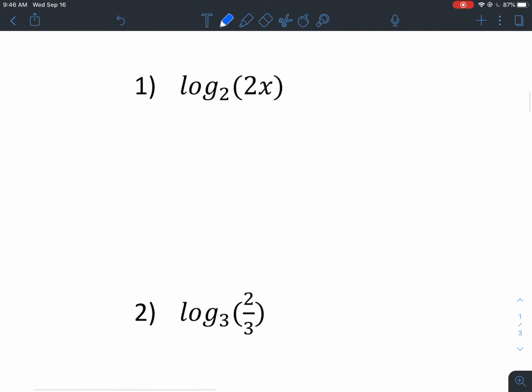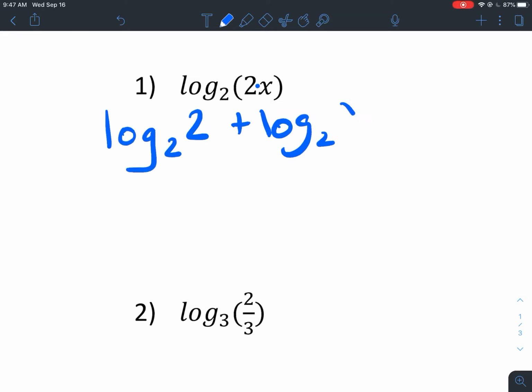So we're going to go ahead and break down this log. This is being multiplied in there, so we're going to use that product rule. So we get log base 2 of 2 plus log base 2 of x. So this is the initial splitting up. But now we're going to see if we can reduce these.